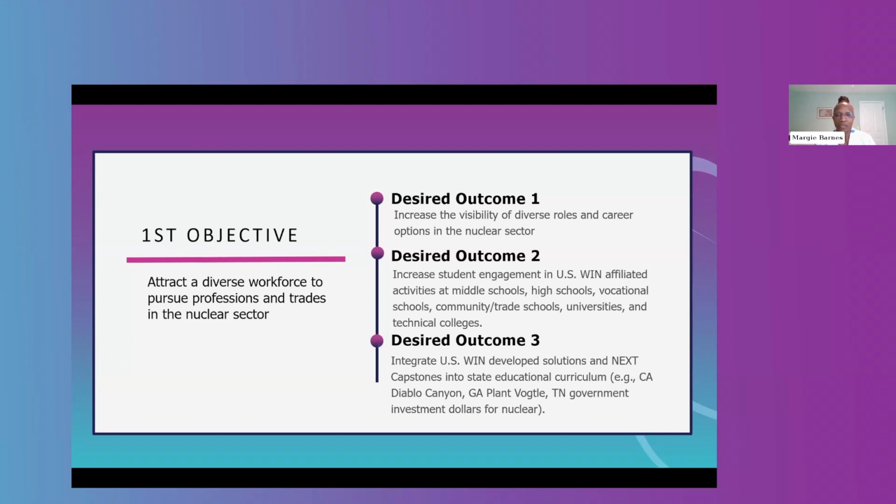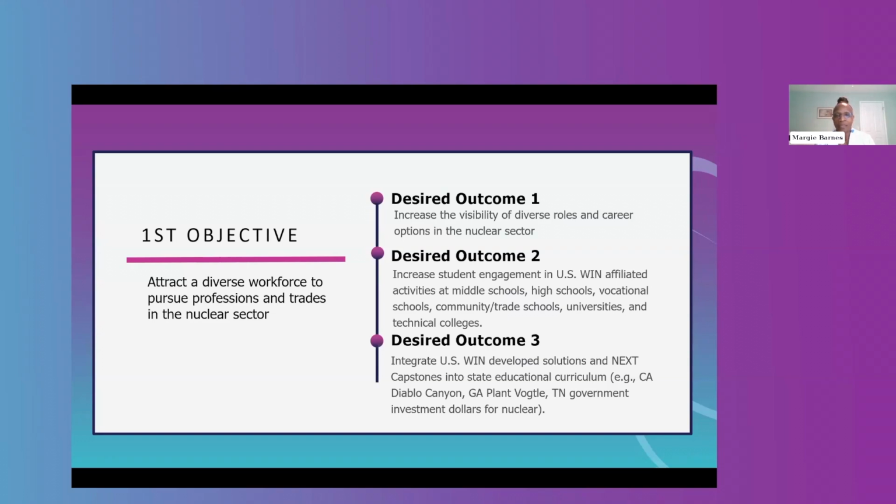Desired outcome number 2 states to increase student engagement in U.S. WIN affiliated activities at middle schools, high schools, vocational schools, community and trade schools, universities, and technical colleges. And what we notice now is that the workforce of tomorrow is starting in our middle schools now. So we want to give them enough information to guide them, even as they're going through middle school and high school, to pick a career path as they're making those choices.